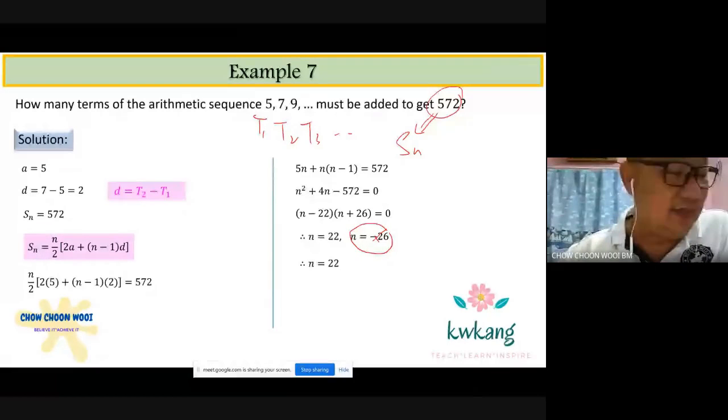Okay. So n is equal to 22. Ingatlah sebab dia negatif. Okay dah setakat ini.